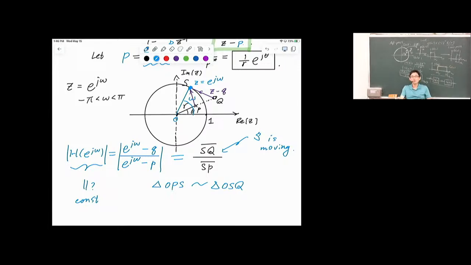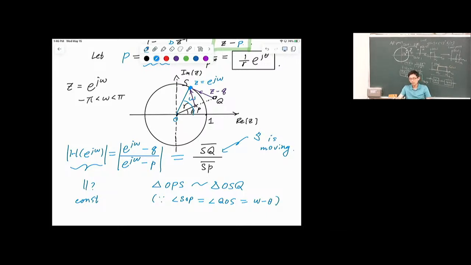Why? Because first of all, these two triangles share a common angle, which is the angle SOP equals the angle QOS. That's basically the same angle, which equals ω minus θ. So there's a same angle.